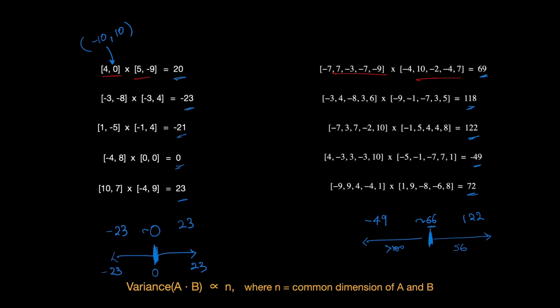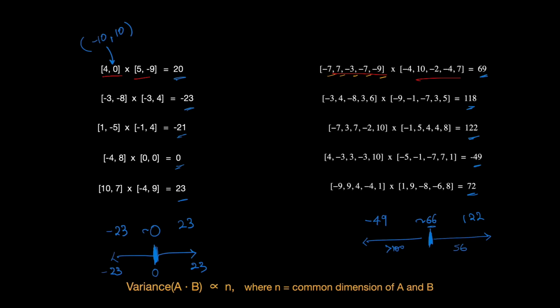And the reason why this happens is because of the number of terms that we are adding. As the dimension of the vector increases, the number of terms that are getting added in the overall result increases, and thus the values in the result increases.